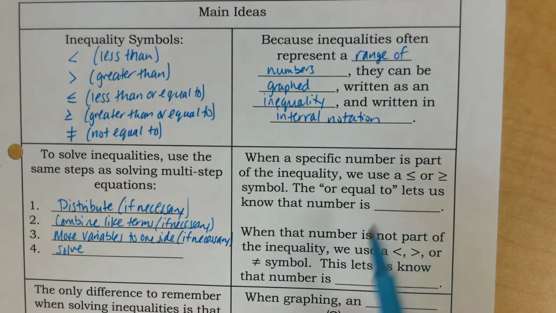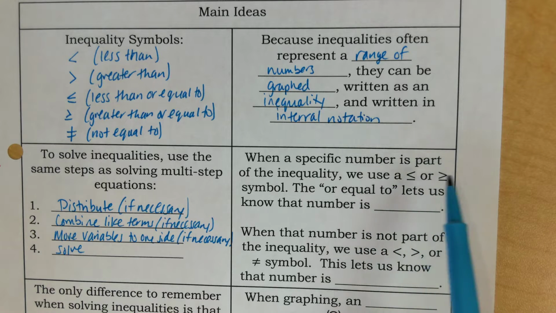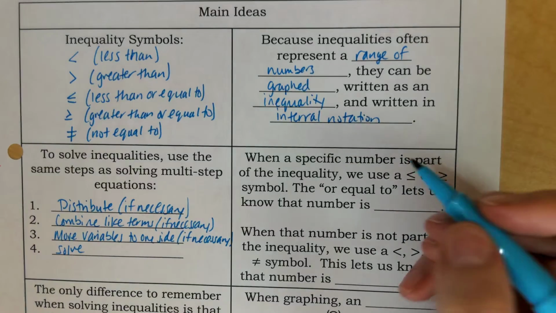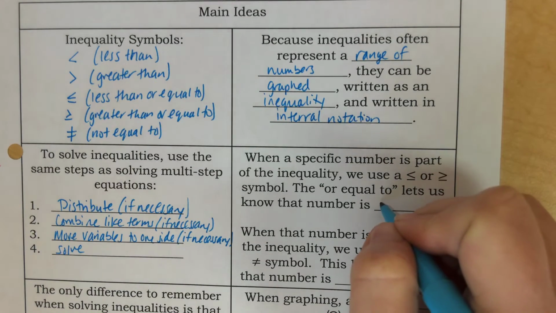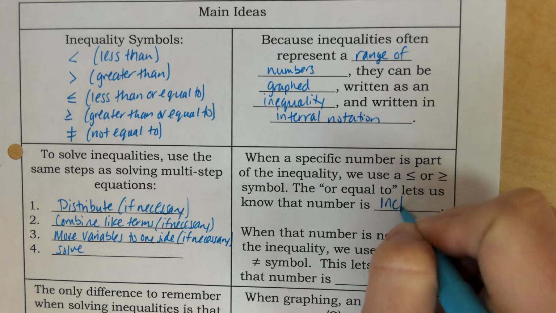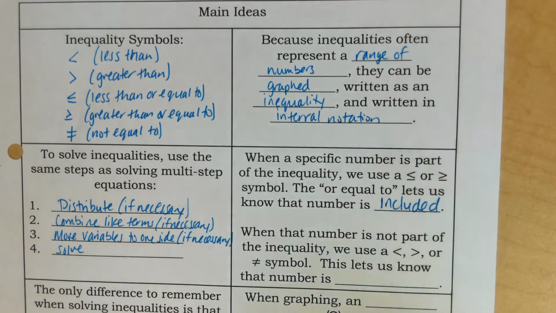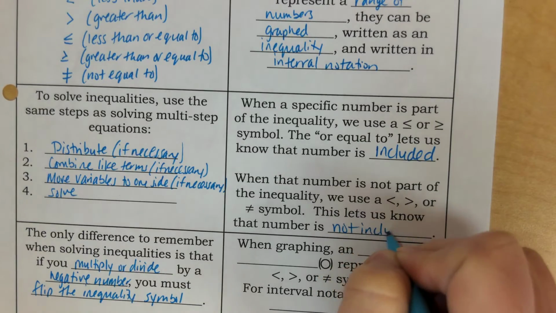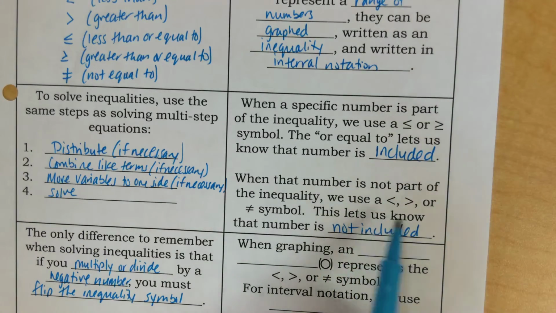So when a specific number is part of the inequality, we use the less than or equal to or greater than or equal to symbol. That or equal to lets us know that the number is included. When that number is not included, that's when we use just the less than or the greater than or the not equal to symbol.